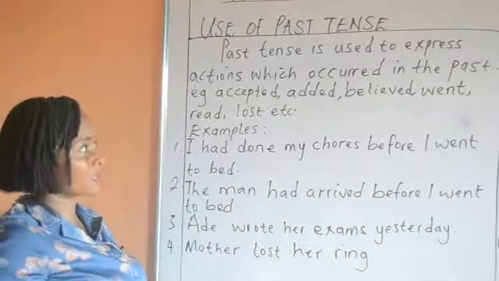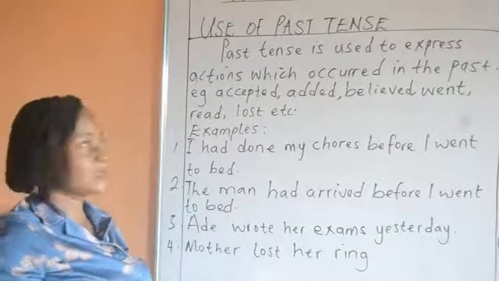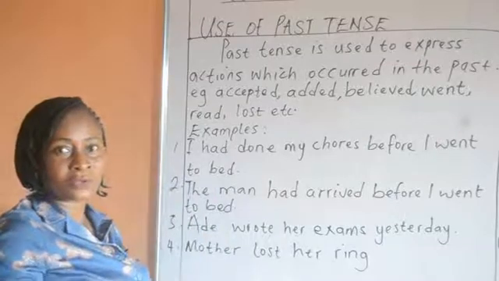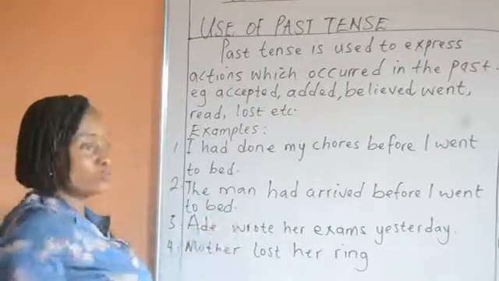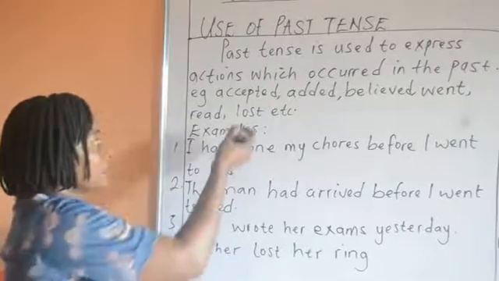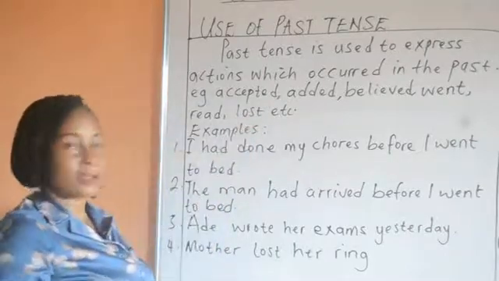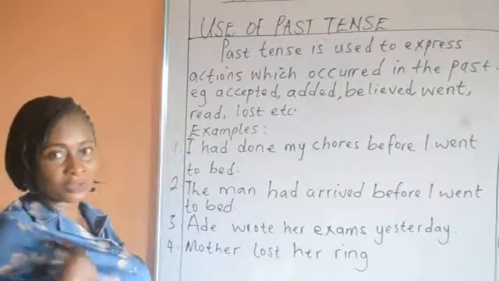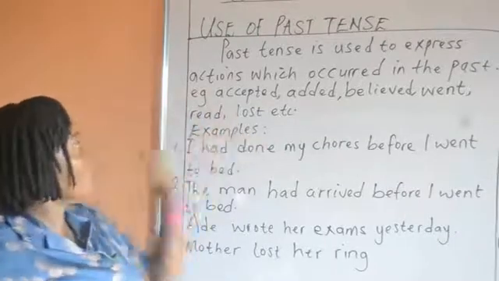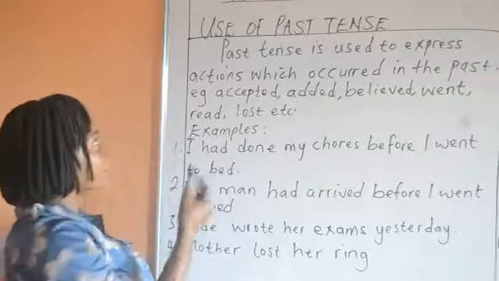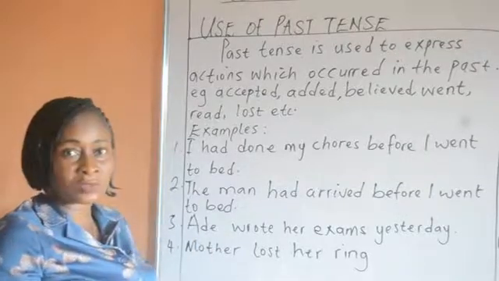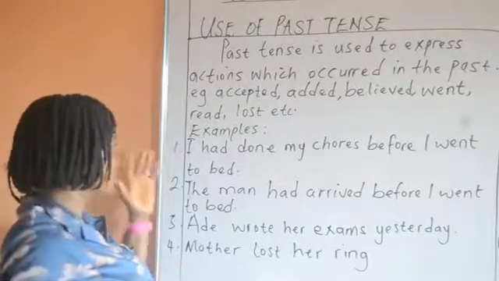The next is lost. The present tense is lose, to lose something. And the past of it is lost. So there are so many other examples of past tense, but we just took these ones for us to learn with.